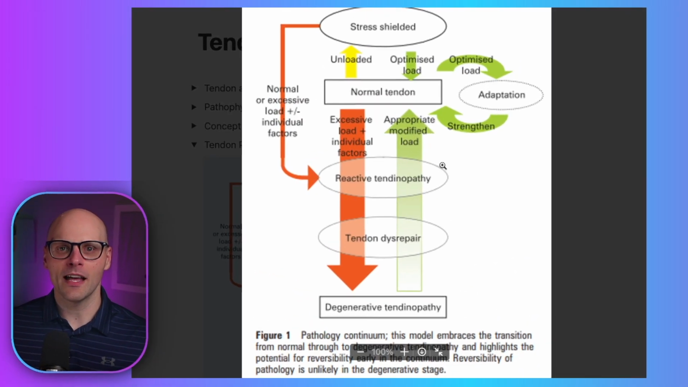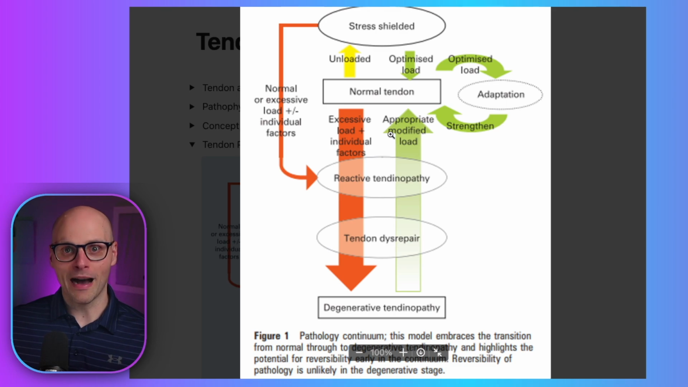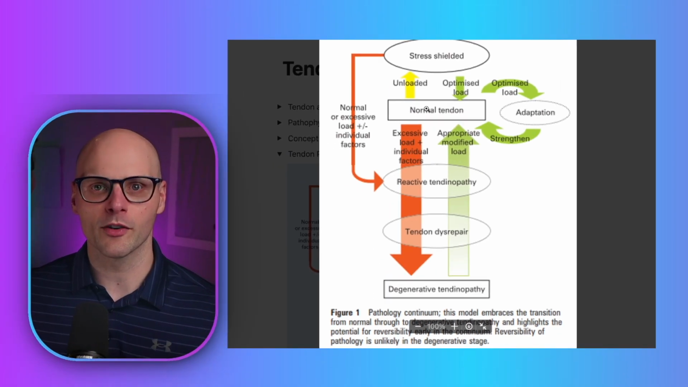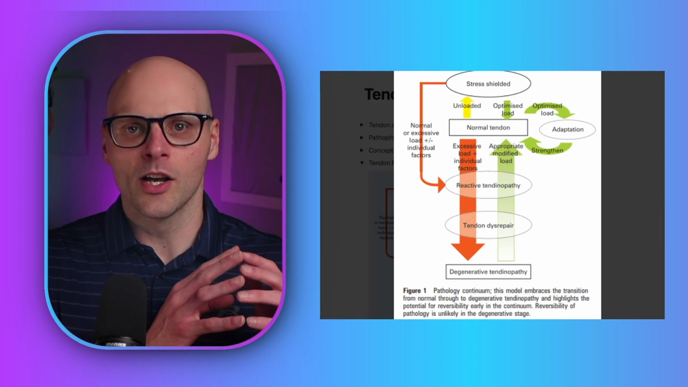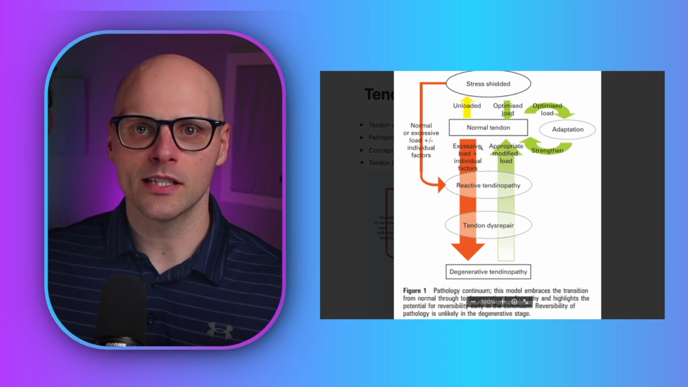And then if we continue to have excessive loads and aren't appropriately having adaptations or modifying it, it can lead to this tendon disrepair. You can see though right here, from this reactive tendinopathy, if we give a modified appropriate load, we can get back to that normal tendon, and it's not long-term and forever. That's important to know, that we can actually go back and revert to our normal tendon. It doesn't mean necessarily there's long-term damage to the tendon.